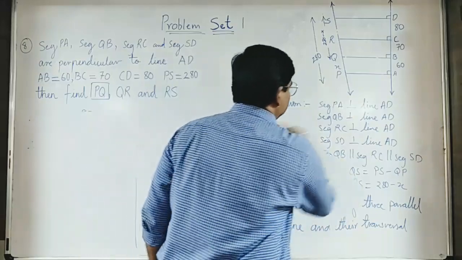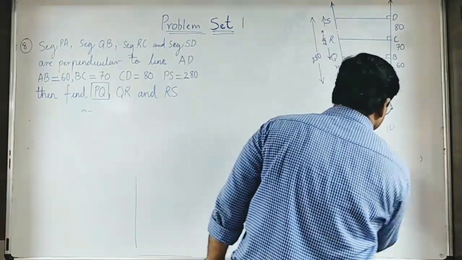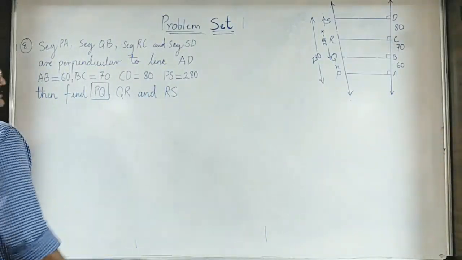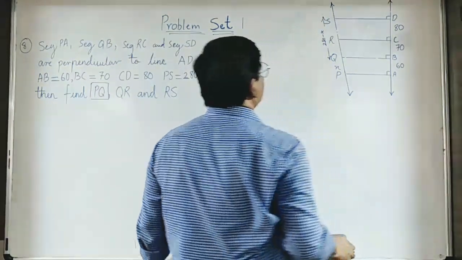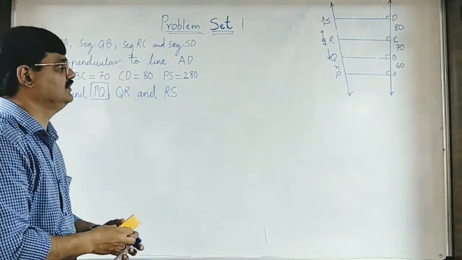How to find the other part also, QR and RS. Now how to find that, let's carry on further. For the time being I'll rub this out. We got this as 80. The value of x we got over there is 80.